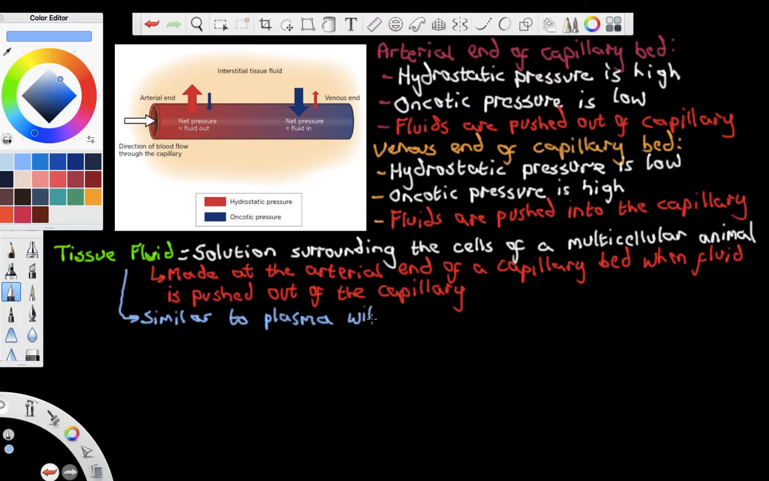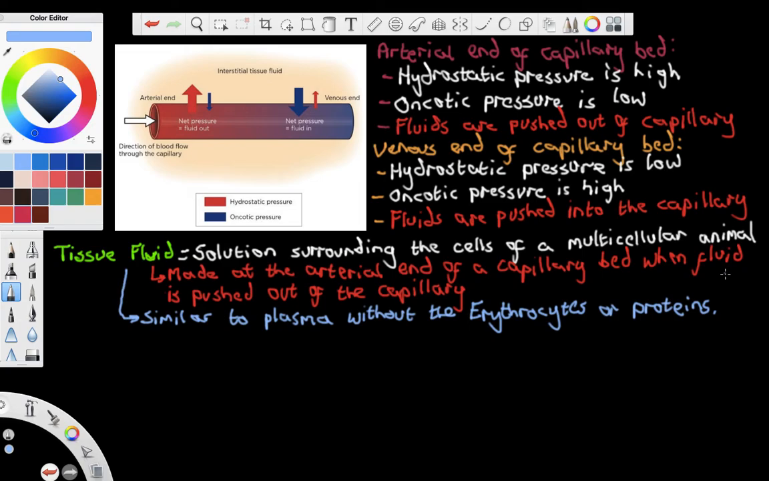without erythrocytes or proteins. Okay, so it doesn't have the erythrocytes and it doesn't have the proteins.